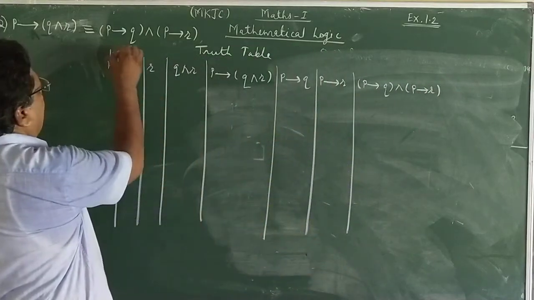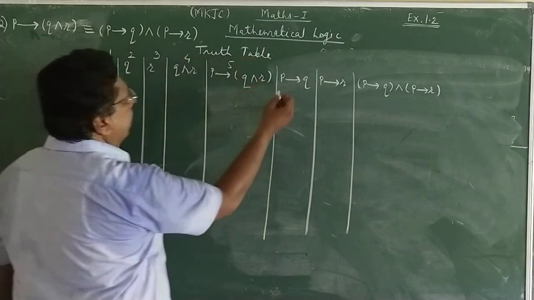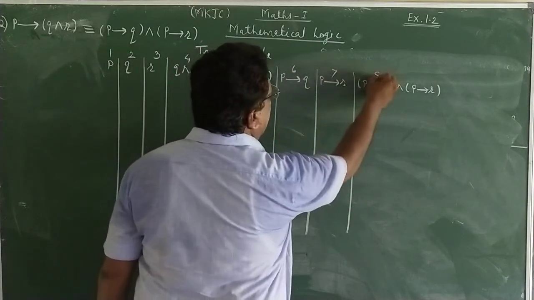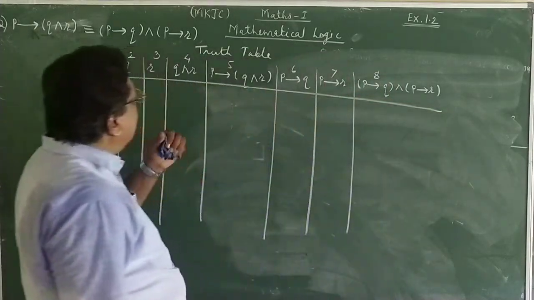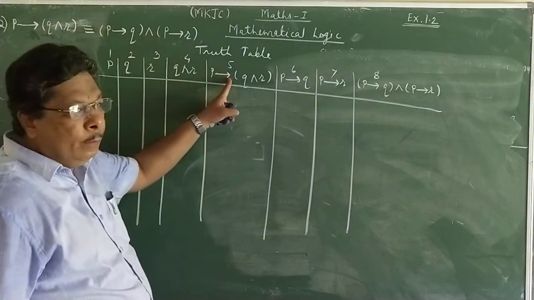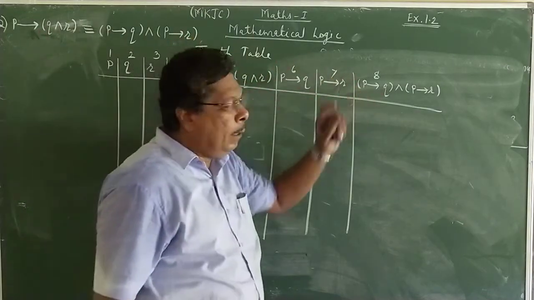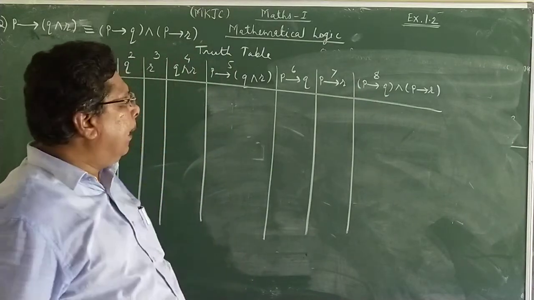Now see, these are the column numbers 1, 2, 3, 4, 5, 6, 7, 8. These are the 8 columns. LHS is in column number 5 and RHS is in column number 8. We have to show that columns 5 and 8 are identical.